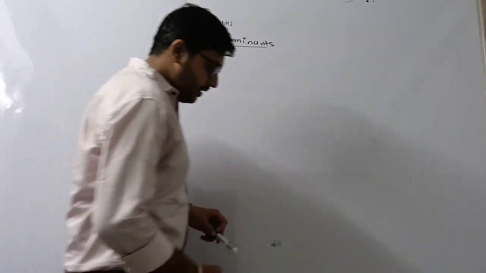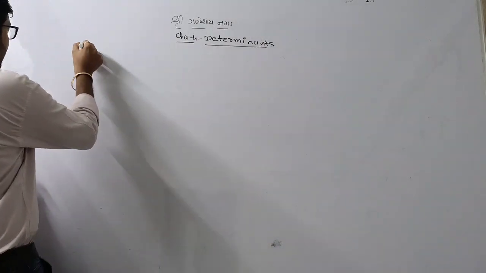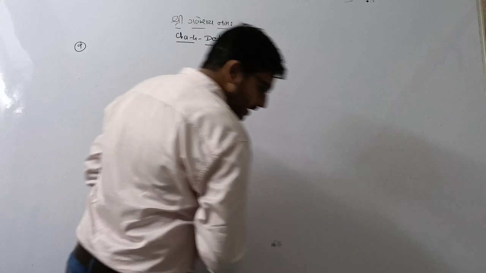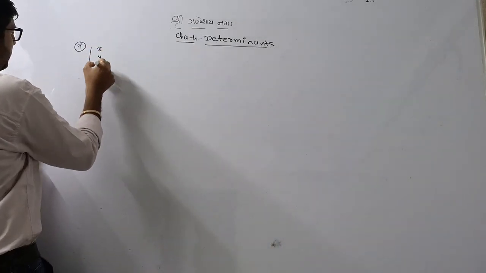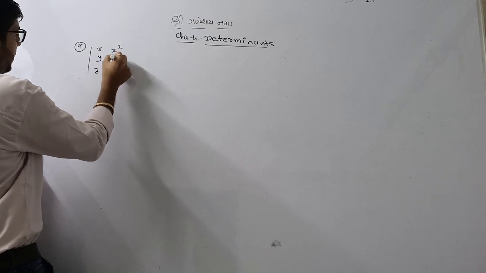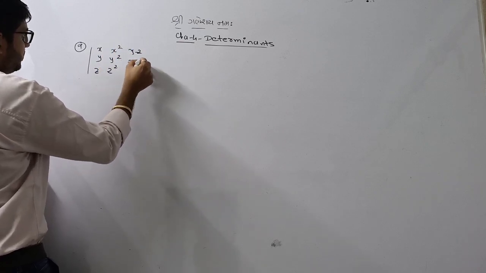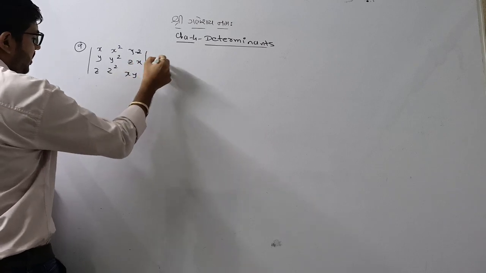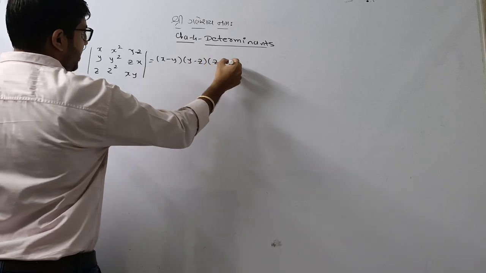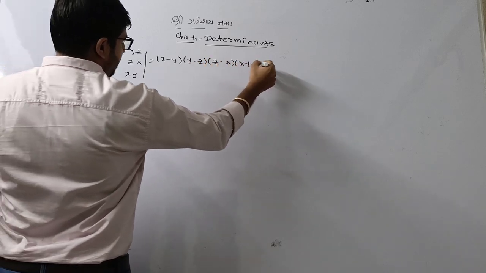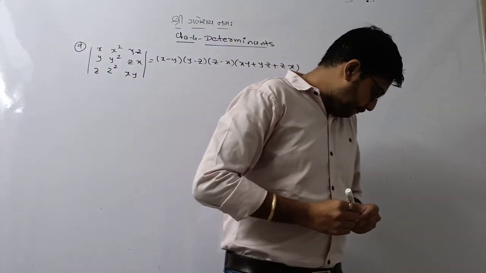Okay, then in number 9, it was the second part of number 8, now it's number 9. In number 9 we have x, y, z; x square, y square, z square; and yz, zx, and xy. Equals, we have to prove x minus y, y minus z, z minus x into xy plus yz plus zx. This we have to prove.